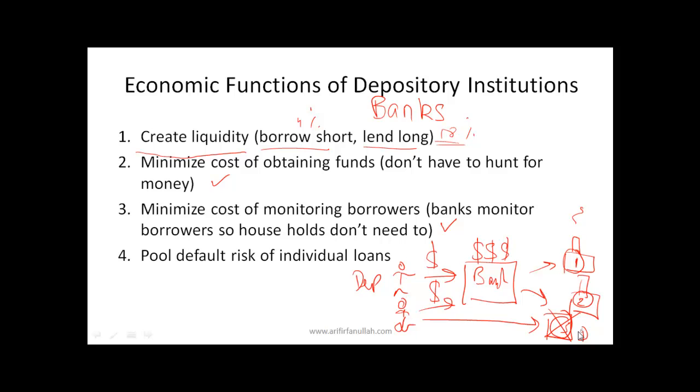Now, if that factory defaults, the individual who lent to that factory is facing the whole loss; he basically loses all his money. So his risk is not diversified. Banks, at least in theory, if they do their risk management correctly, are diversifying the risk by what is called pooling the default risk of individual loans.